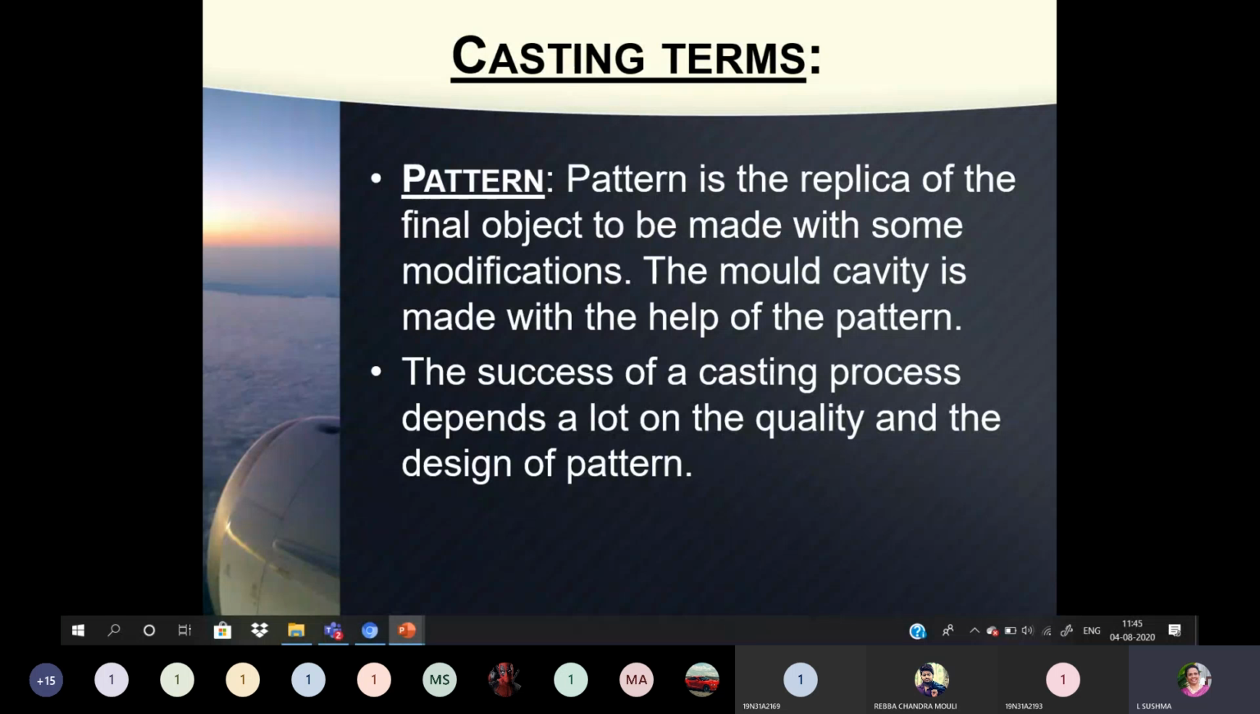Yes. Okay. So the next one, pattern materials, you write down.